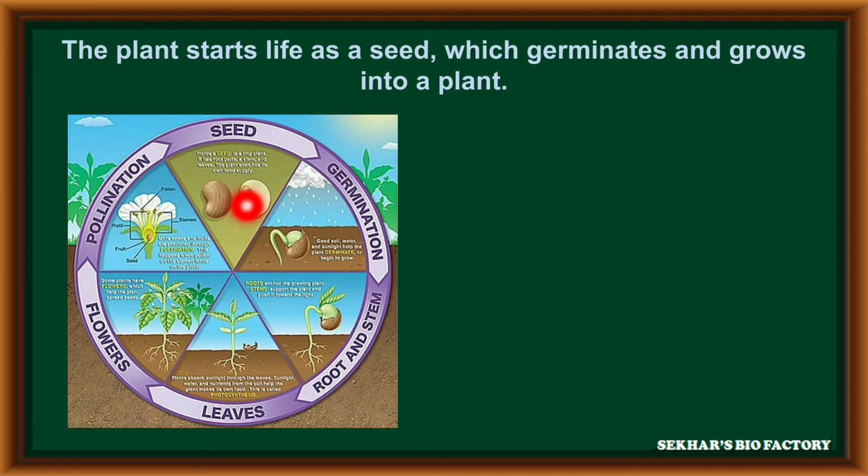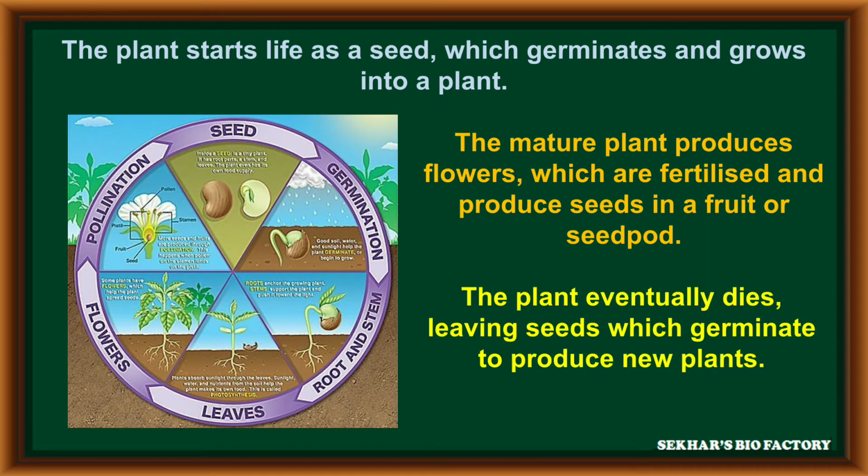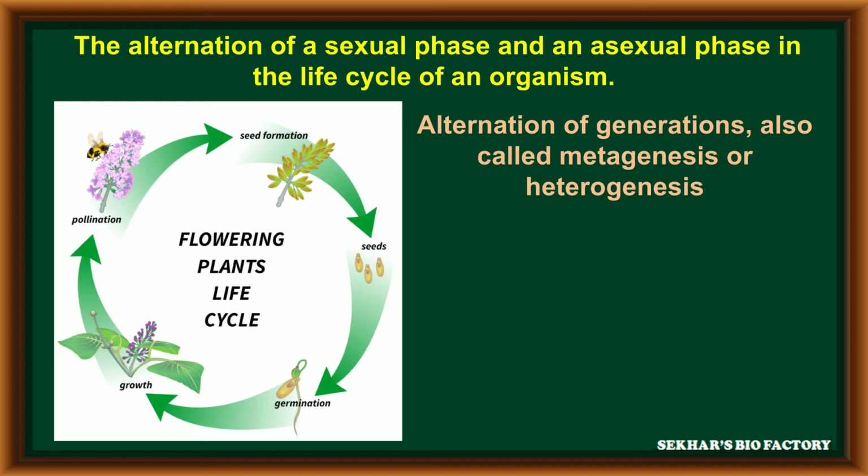The plant starts its life as a seed, which undergoes seed germination, then it grows into an adult plant. This matured plant can produce flowers which are fertilized and produce seeds in fruits or seed pods. The plant eventually dies, leaving seeds which germinate to produce a new plant again. The alternation of a sexual phase and an asexual phase in the life cycle of an organism can be observed. The alternation of generations is also called metagenesis or heterogenesis.